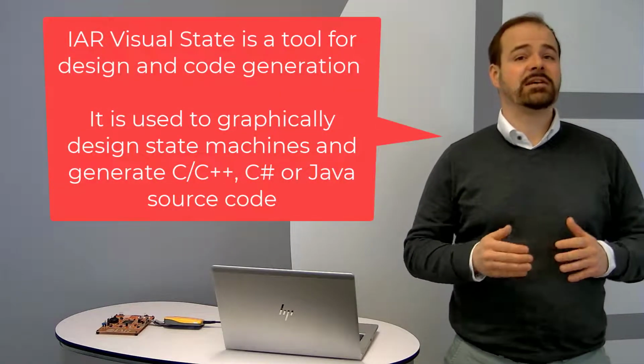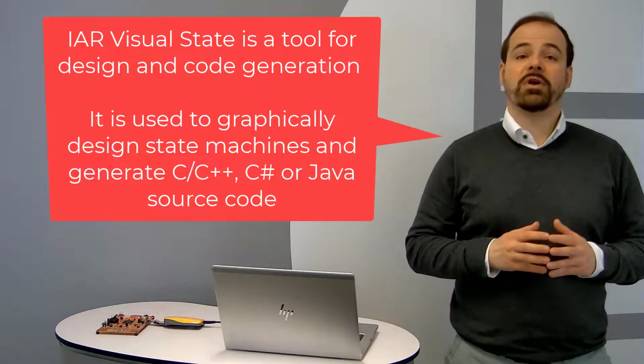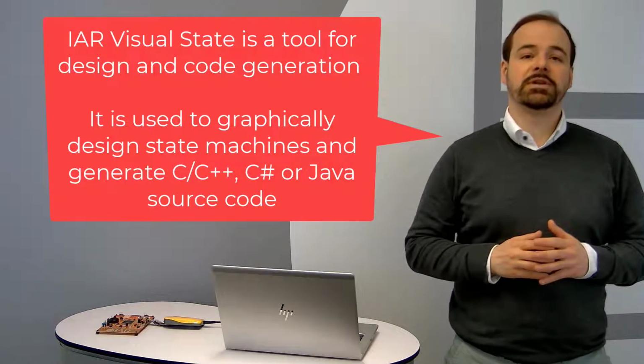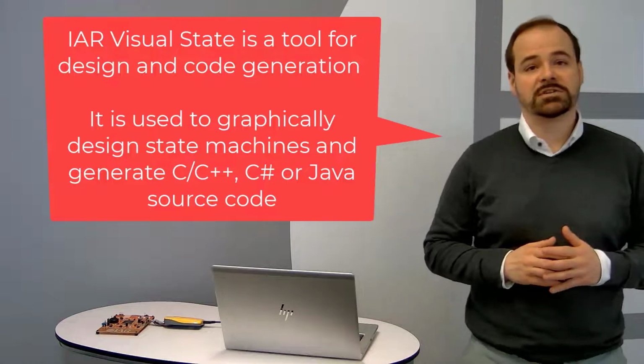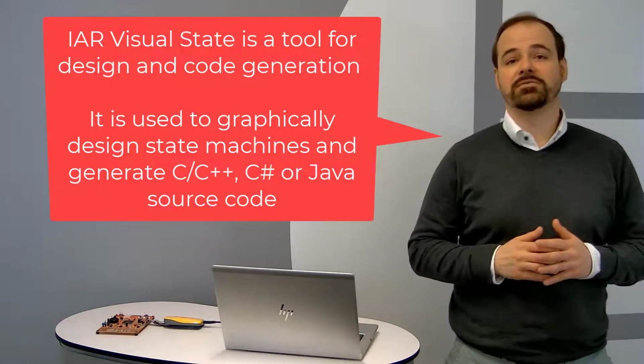This video is about getting started with C, C++, C# and Java for embedded systems and apps in IAR Visual State. IAR Visual State is a tool for design and code generation. It is used to graphically design state machines and generate C, C++, C# and Java source code for embedded systems and smartphone and desktop apps.